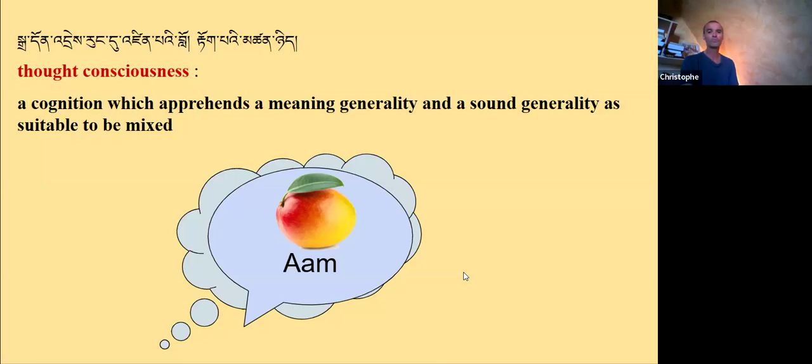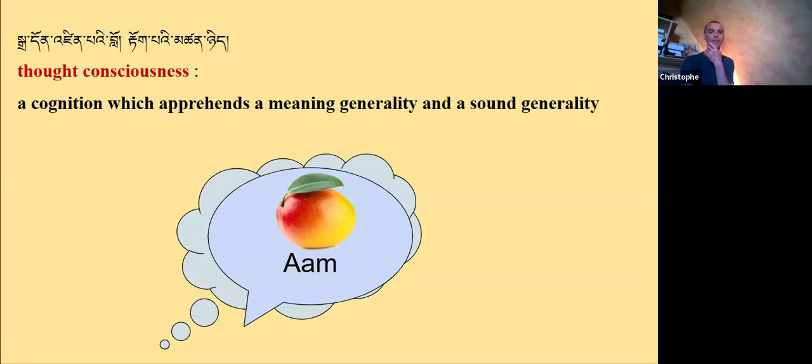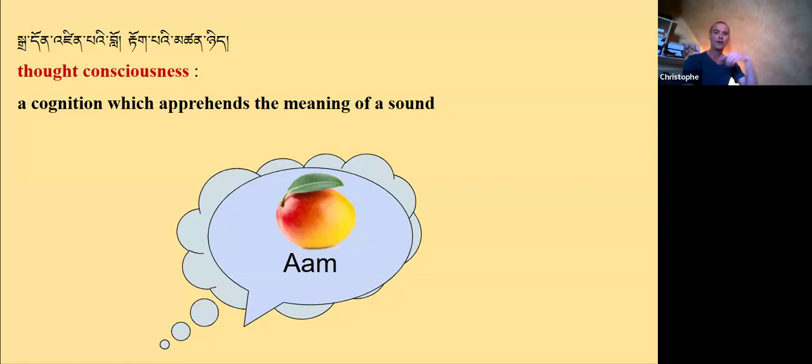But some would give a shorter definition. They would say a cognition which apprehends a meaning generality and the sound generality, the meaning and the sound. Some definitions would be like this; they don't need to express all the cases. And even some would say a cognition which apprehends the meaning of the sound. We will dive into that when we have the chance to study Lorik, I hope one day.